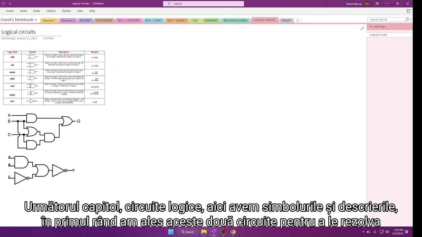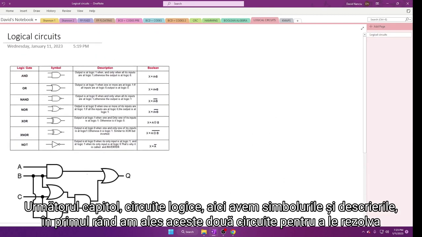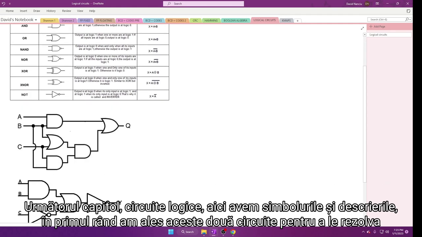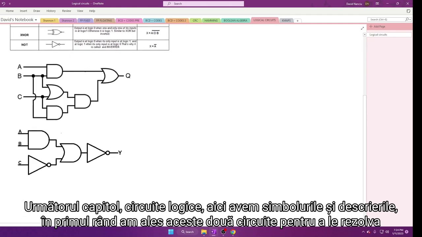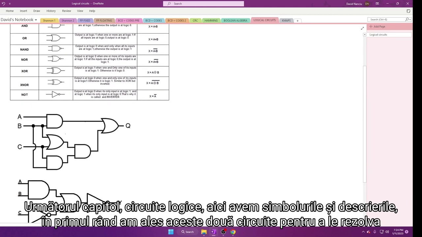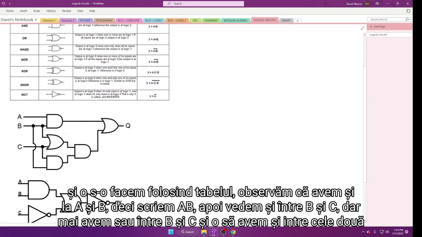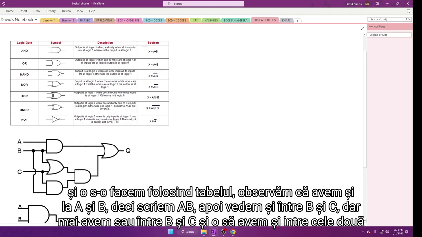Next chapter, logical circuits. I have it right here: the logic gates, the symbols, the descriptions, and also the Boolean values. First of all, I chose these two circuits to solve, and we'll try to do it using the logic gates.